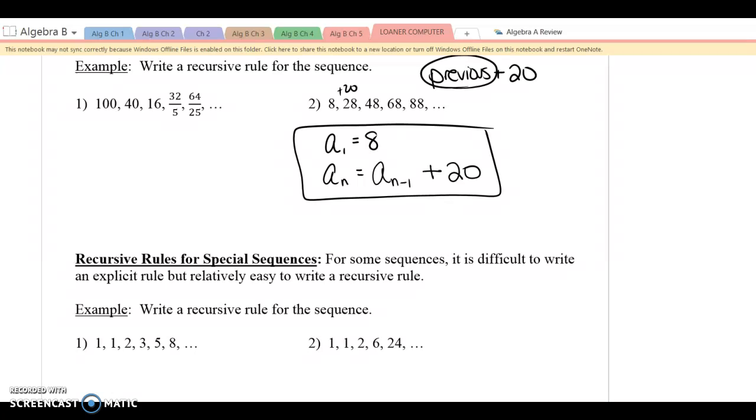Number 1, it looks like we're decreasing, and it turns into fractions, so that means we're dividing or multiplying by a fraction. If you don't know what that fraction is, take the second term divided by the first term and change that to a simplified fraction in your calculator. We are multiplying by 2/5.